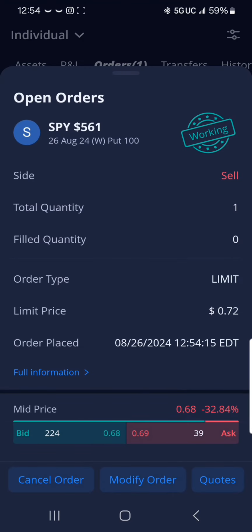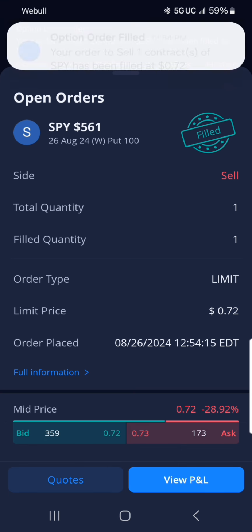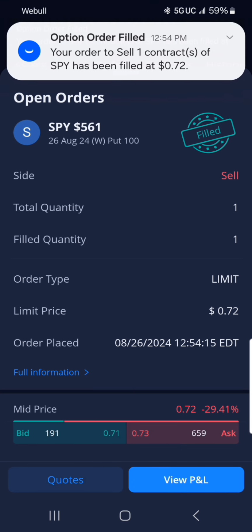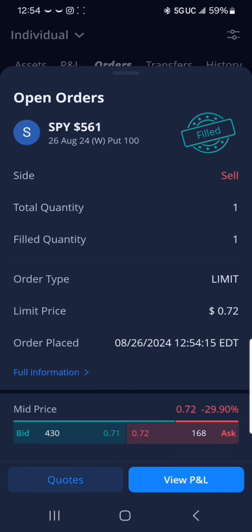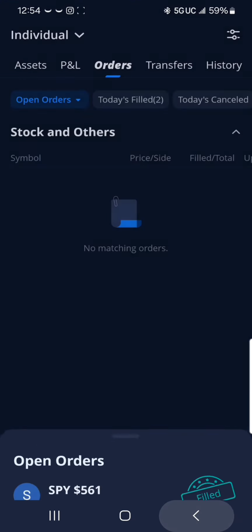I can go in here and see the same thing. Mid price 70. As you can see, I have an order working. That means the order's in progress. And when it hits my limit, it'll automatically trigger for 72. There it goes, hit 72. So bam, went ahead and filled. Now you can see instead of working, it changed to filled. So I got filled for the 72.